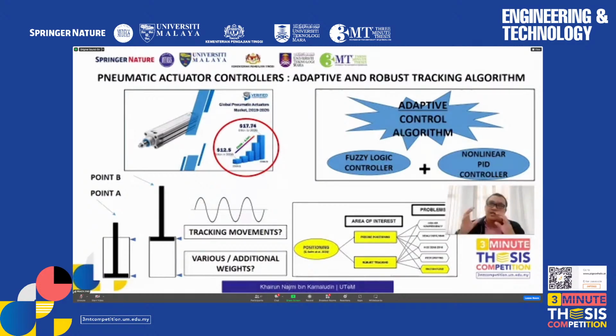Now, in my research, we designed the brain of the servo pneumatic actuator. In our field, it is called a controller. So basically, we are control system designers and engineers.